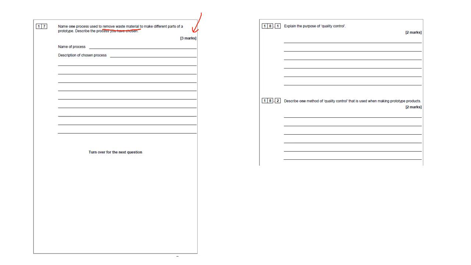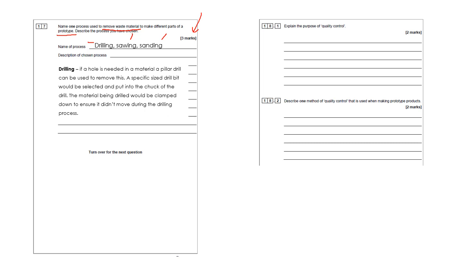Basically, when you remove waste material, you might be cutting something, you might be drilling, you might be using a hand router. But basically, a wastage process is removing material. So if you're making your prototype out of wood, you might use one of these processes here. You might do some drilling, you might saw it, or you might sand it. So it's as simple as this. It sounds a lot more complicated than it is, so it's quite simple.